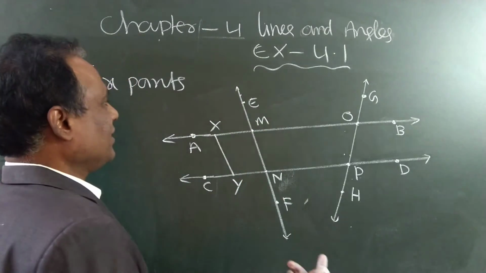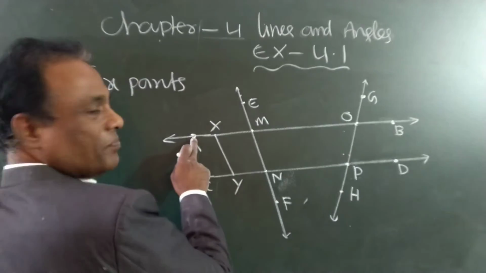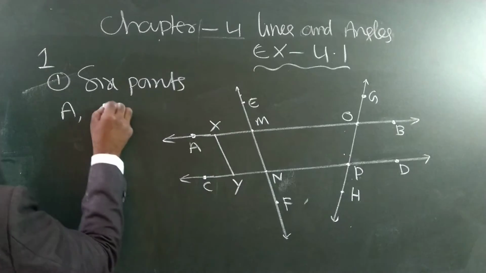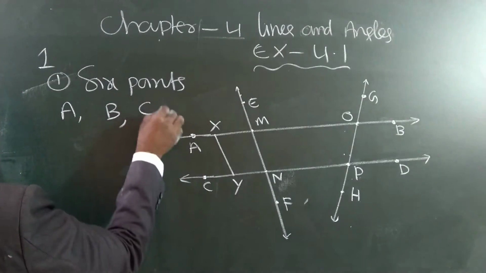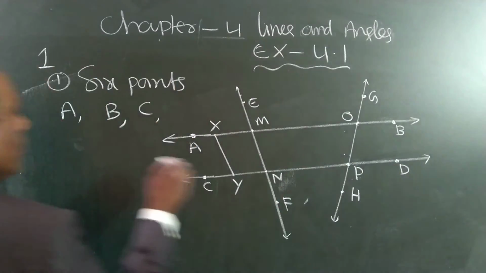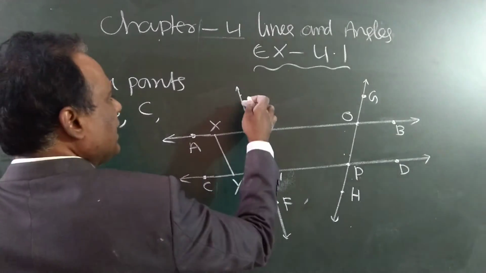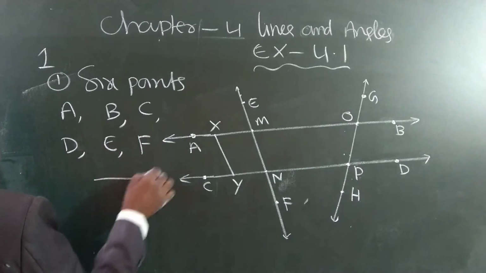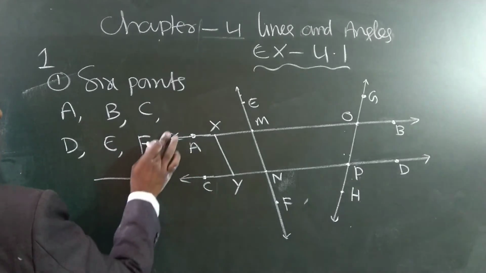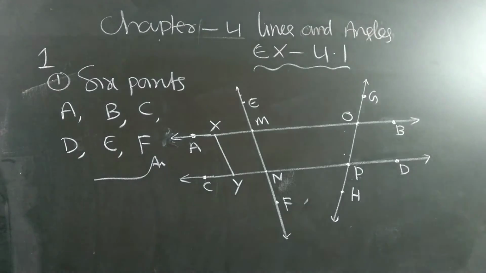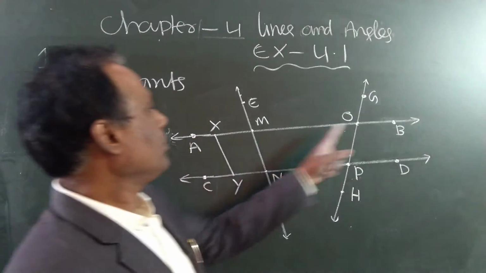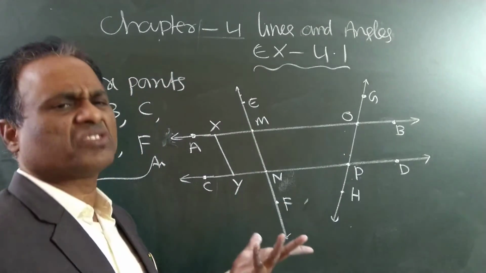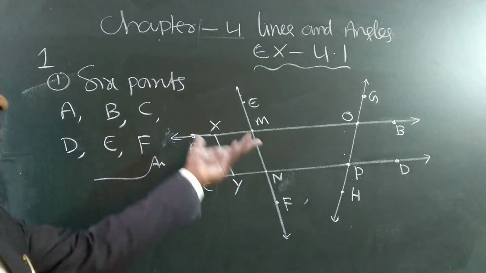Point means you know. See, A is a point, B is a point, C is a point, D is a point, E is a point, F is a point. Any 6 points means over. Any 6 points you write from this figure: A, B, C, D, E, F. That's all.